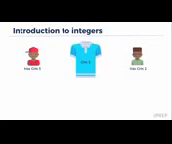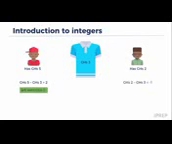Let's assume this boy has 5 Ghana cedis and this boy has 2 Ghana cedis, and they both go to a shop to buy a shirt. The shirt costs 3 Ghana cedis. The first boy can buy the shirt and have a balance of 2 cedis left with him. The second boy, however, cannot buy the shirt because if he buys it, he will end up owing 1 Ghana cedi.